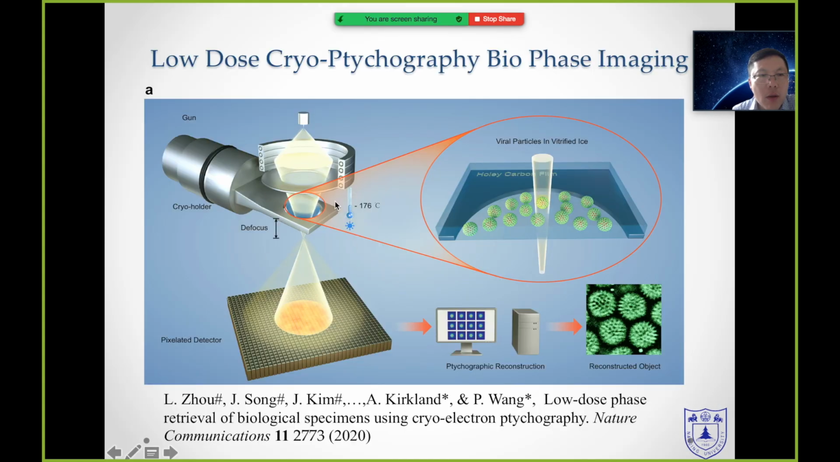This is a diagram of the optical configuration for cryo-ptychography. We operate in scanning diffraction mode. We use a pixelated detector to acquire a diffraction dataset. The sample was vitrified using a standard procedure and then transferred to the microscope, kept at liquid nitrogen temperature using a cryo holder. Then we use a ptychography iterative algorithm called ePy to reconstruct objects.